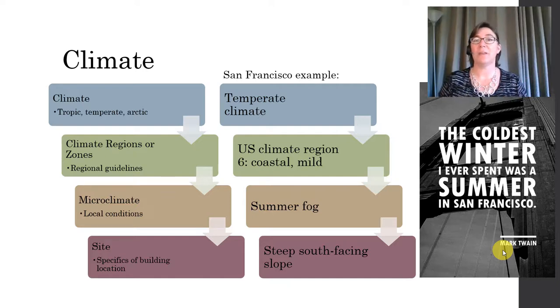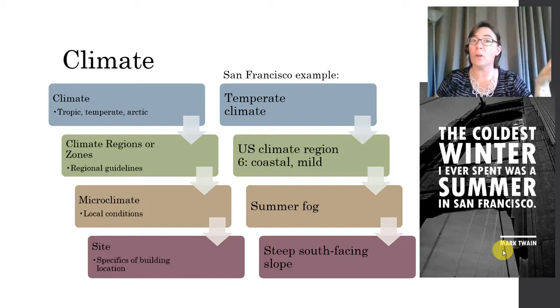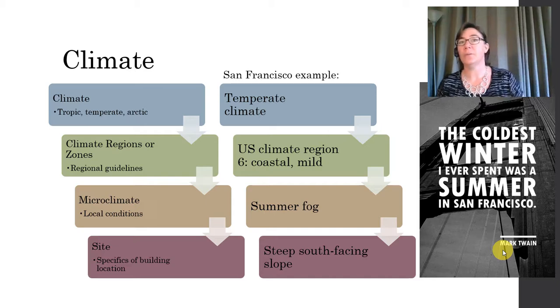When you're thinking about climate for an architectural project specifically, you can start broad and think about the global climate. Are you located in the tropic, the temperate, or the Arctic zones of the Earth? Narrow it a little bit into some climate regions or zones, each of which will have regional guidelines. Here in your textbook, we're about to talk about the different climate regions in the US. They've divided it up into 17 regions. But once you're within that region, the climate can actually vary quite wildly.